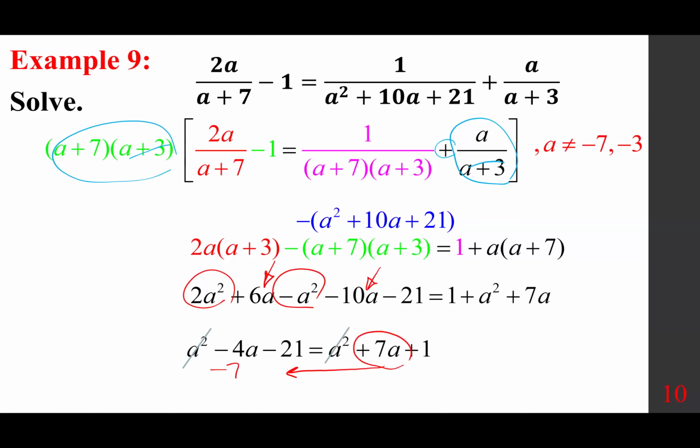I'm going to move this. We make it minus 7a. With minus 4a is negative 11a. Then I move this, minus 21 becomes plus 21, with 1 becomes 22. Divide by negative 11, a is minus 2. Check, all is fine. Needless to say, it's good practice to check with the original equation.